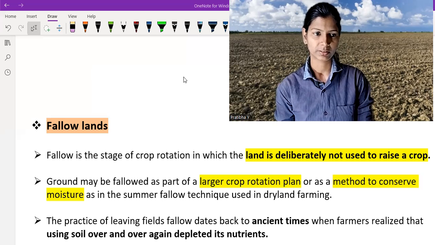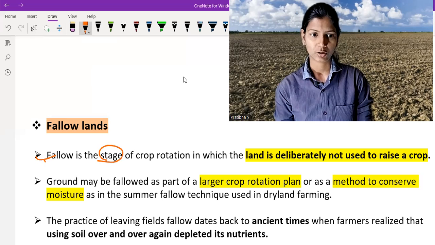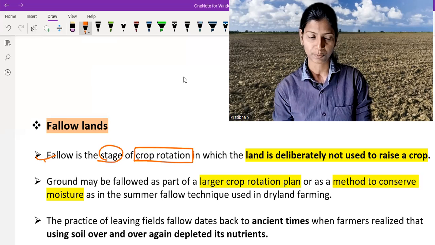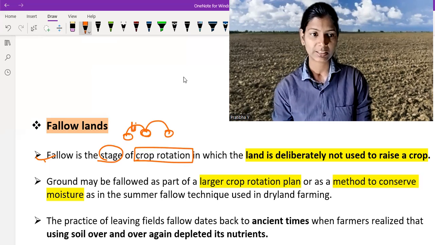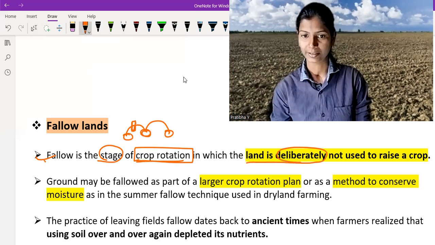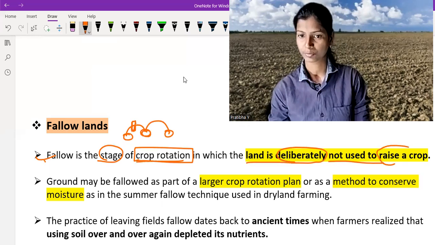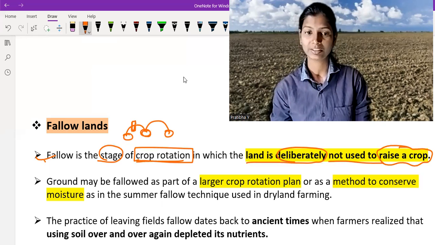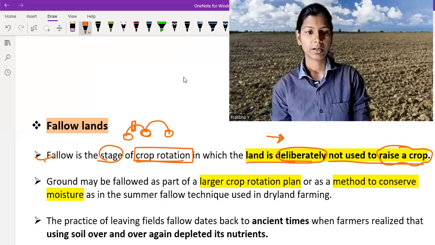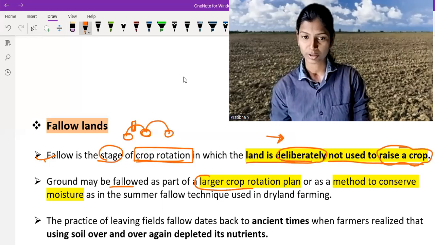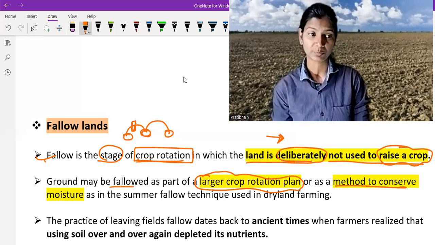Fallow is a stage of crop rotation. When we are rotating, sowing one crop, then another crop, then another, in between there is a stage in which land is deliberately not used to raise a crop. For a certain amount of time, land is just left fallow. Ground may be fallow as a part of a large crop rotation plan, or as a method to conserve moisture.